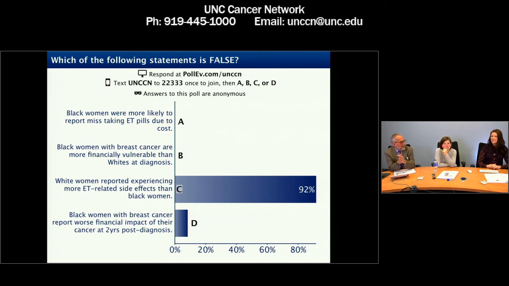All right. How are they doing? Looks like 92% of people get an A+. Great. So it's the opposite. Black women report more endocrine therapy-related side effect burden than do white women.